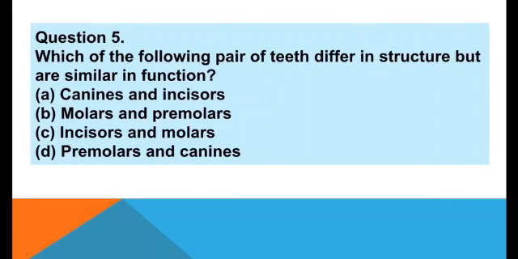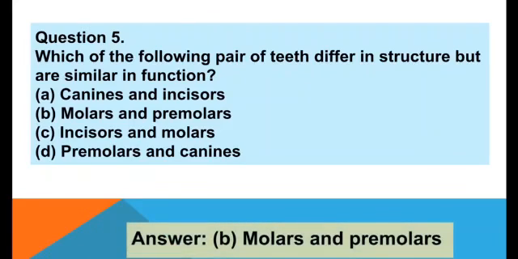we have four types of teeth: incisors, canines, premolars and molars. Incisors help in biting and cutting, canines help in tearing and piercing, and premolars and molars help in chewing and grinding. So what will be the correct answer? Option B, that is molars and premolars.